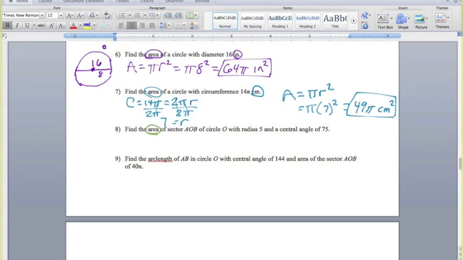Next one, find the area of a sector of a circle with a radius of 5 and a central angle of 75. So our area of a sector formula is x over 360 pi r squared. Pi r squared is the area of a whole circle, and when we want to break it down to just give a slice of that circle, we do the x over 360.